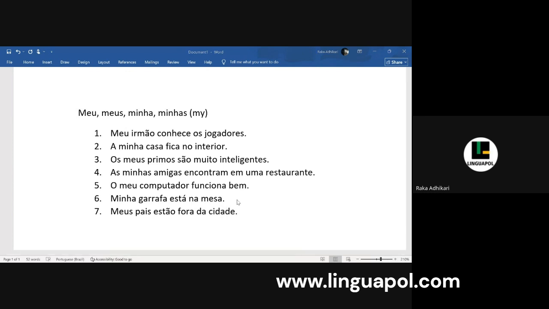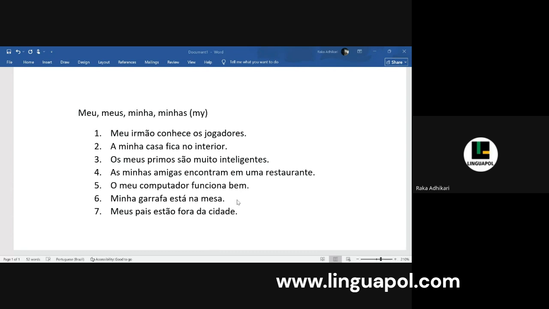Meus pais estão fora da cidade. Fora means outside. What's the meaning of the sentence? Yes, Manpreet? My parents are outside the city. Right. My parents are outside the city.